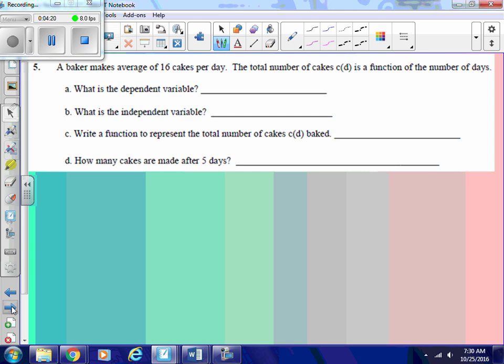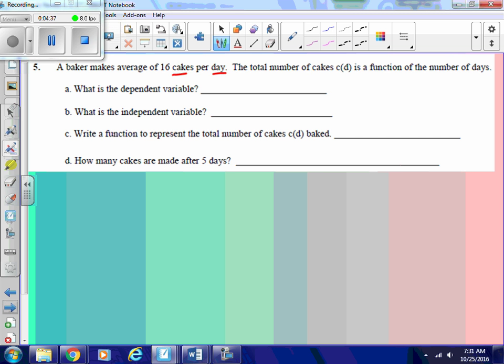Number 5, a baker makes an average of 16 cakes per day. The total number of cakes, C of D, is a function of the number of days. What is the dependent variable? So what are our two variables? We've got cakes that are made in a number of days. Which one depends on the other?